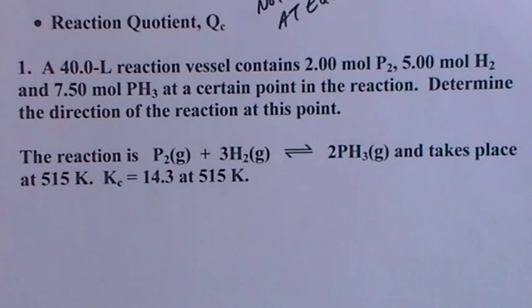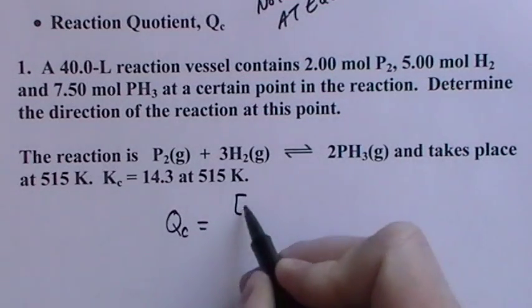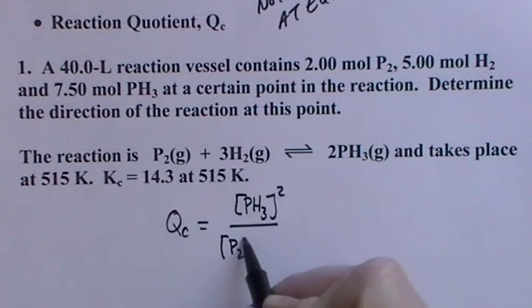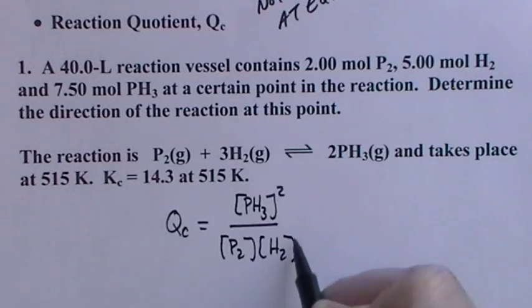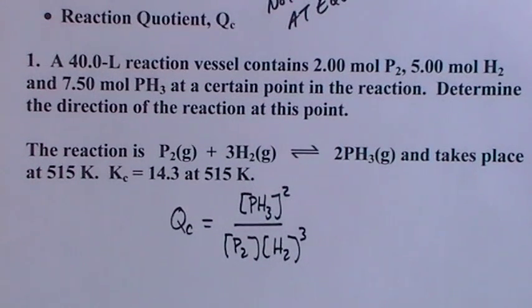Let me get this on here. So QC has the same form as KC. It's just that the concentrations we put in there aren't equilibrium concentrations. They're concentrations at some time during the reaction. And then we compare them to KC. We don't put in the ICE table because we're not trying to find equilibrium, so there's no minus x, plus x kind of stuff. We're just going to find the concentrations.